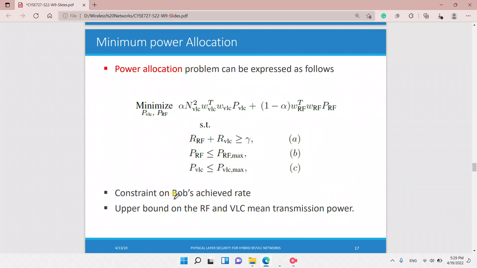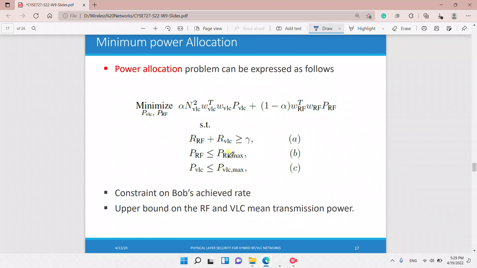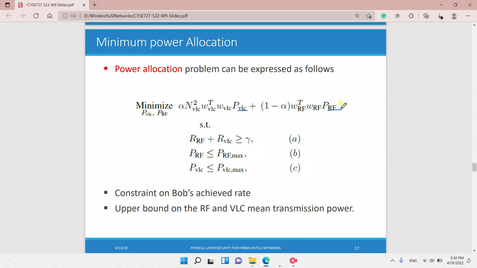Then minimum power allocation: we like to minimize the power. So we will fix the maximum power for the VLC and RF and then make it less than or equal to that. We want to minimize the power, logically. This is the power of the VLC and this is the power of the RF. Alpha and 1 minus alpha are, I guess, the percentage used for the VLC and the remaining percentage used for the RF.